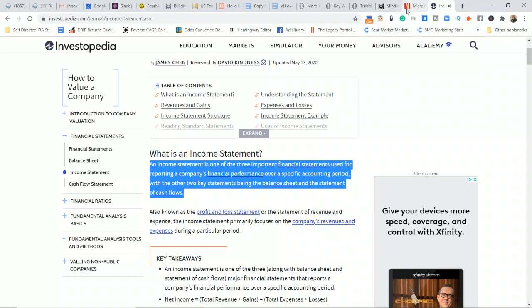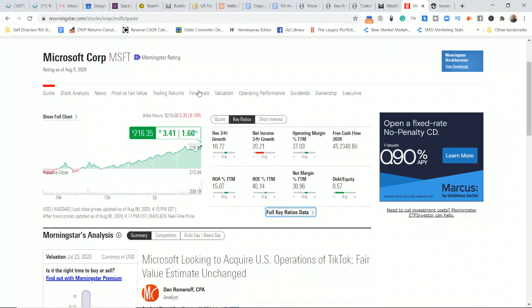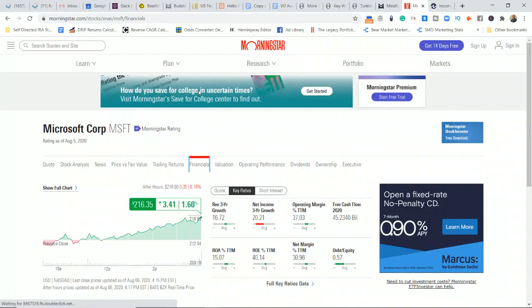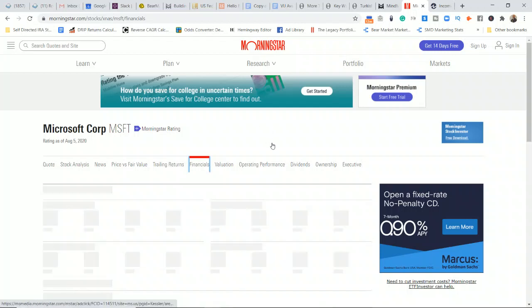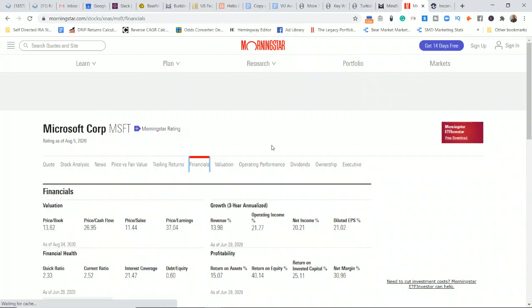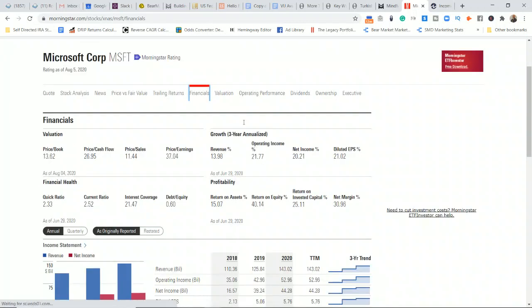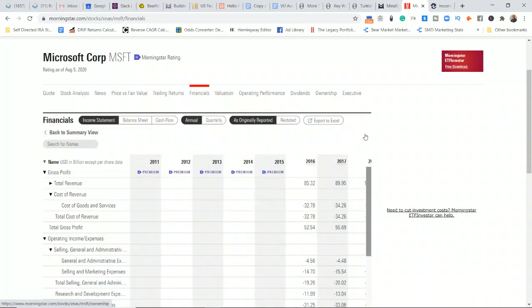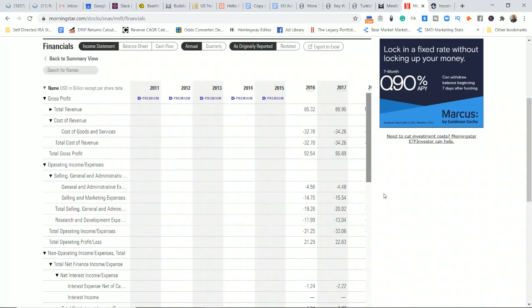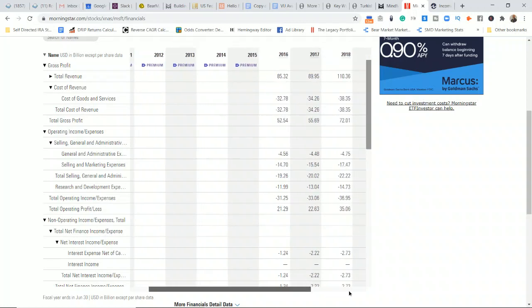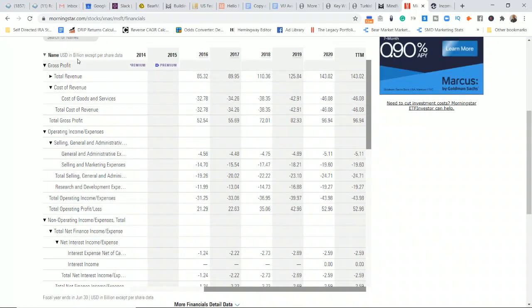So what is the income statement really? The income statement shows you revenue, operating profits, and net profits of a company. That makes a lot more sense than those two paragraphs I just read out. So here is what an income statement is. Again, I'm using big companies just because everybody knows Microsoft. It shows you the revenue.